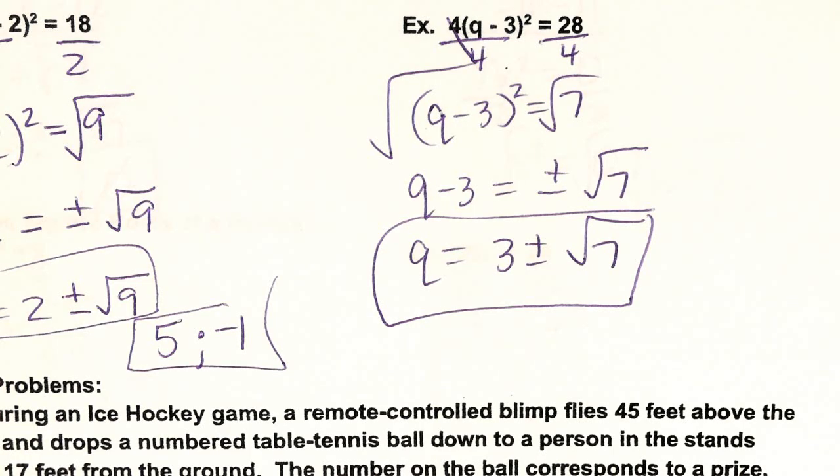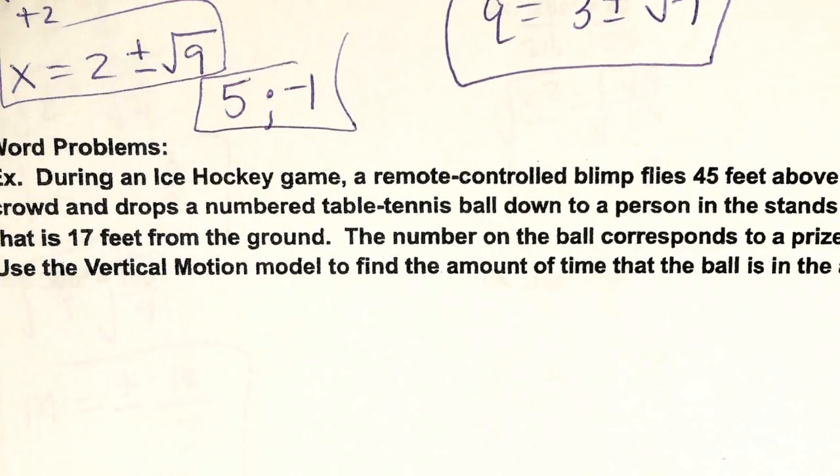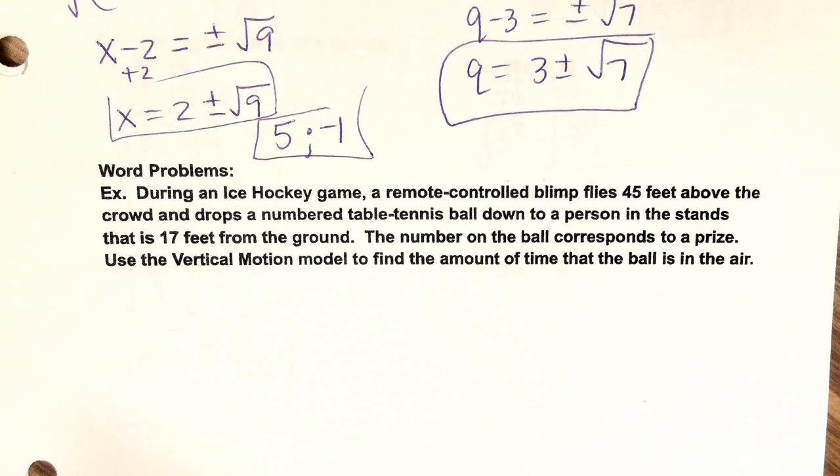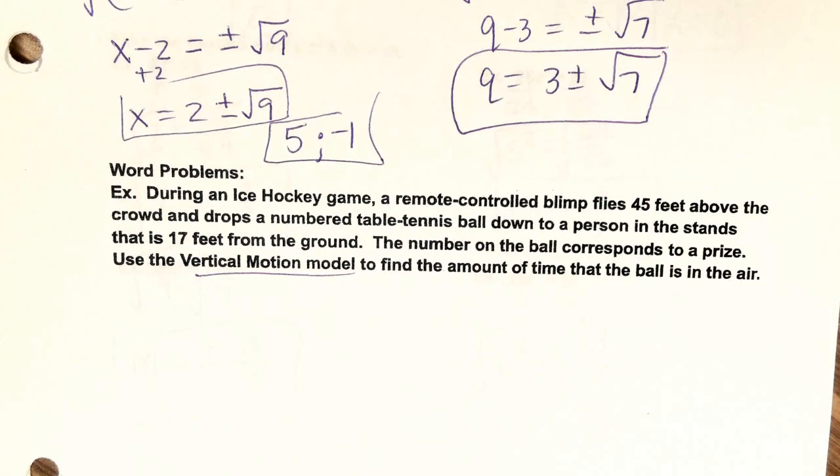All right, how'd y'all do? Questions? All right, let's look at the last one. It says, during an ice hockey game, a remote-controlled blimp flies 45 feet above the crowd and drops a numbered table tennis ball down to a person in the stands that is 17 feet from the ground. The number on the ball corresponds to a prize. Use the vertical motion model to find the amount of time that the ball is in the air.